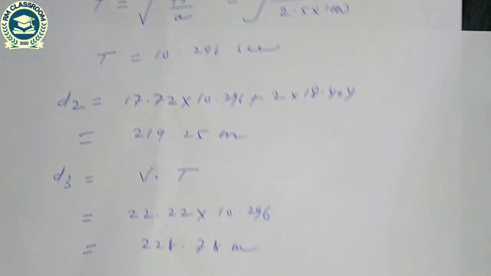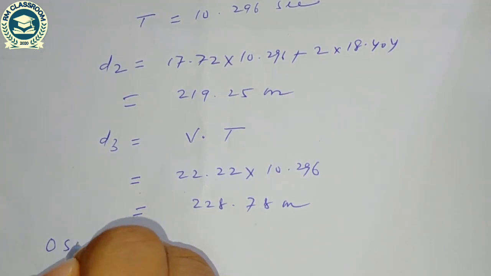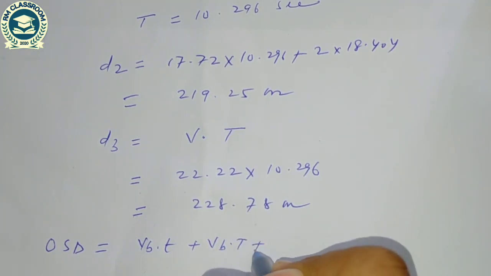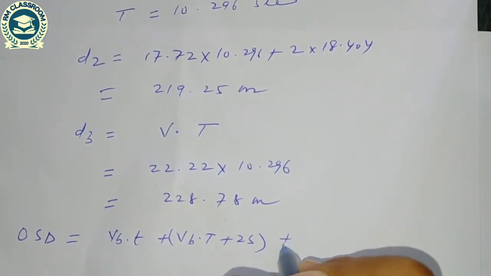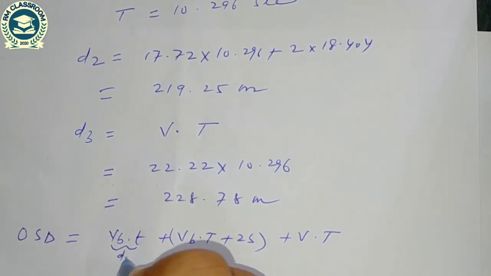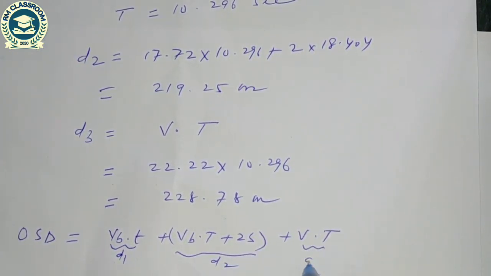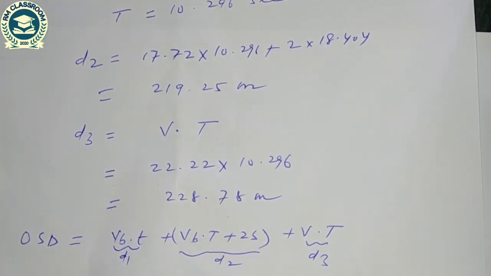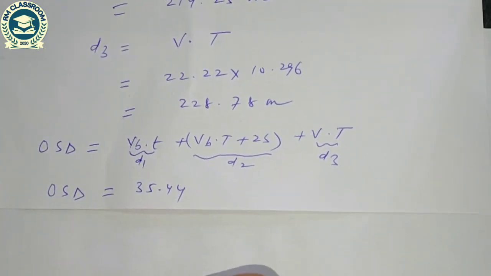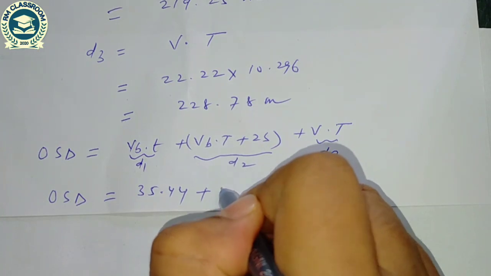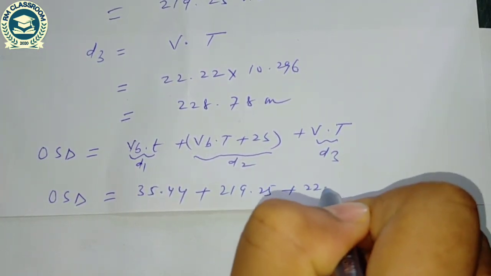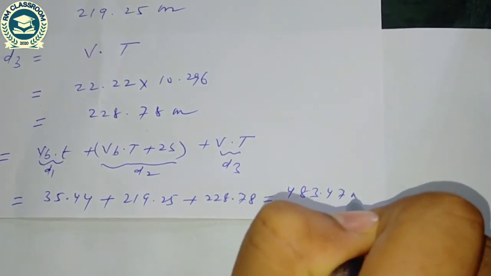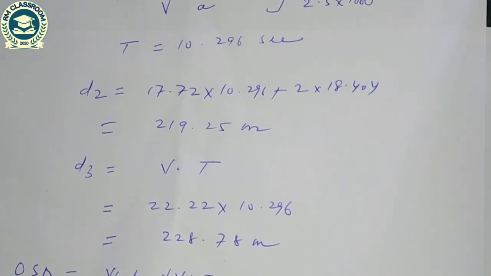228.78 meter. So the overtaking sight distance is equal to VB into small t plus VB into capital T plus 2S plus V into capital T. This is D1, this is D2, and this is D3. So the overtaking sight distance is equal to the sum of D1, 35.44, plus D2, 219.25, plus 228.78. So it is coming 483.47 meter. So this is the problem given.